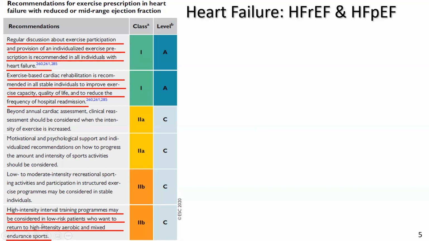Now, down the bottom here, the recommendation: high intensity interval training may be considered in low risk patients who want to return to high intensity aerobic and mixed endurance sports. Now, notice here, the level of recommendation leans towards not recommending. So it's a 2B level of recommendation, but the evidence again is not strong. It's really based on expert opinion rather than randomized clinical trials.